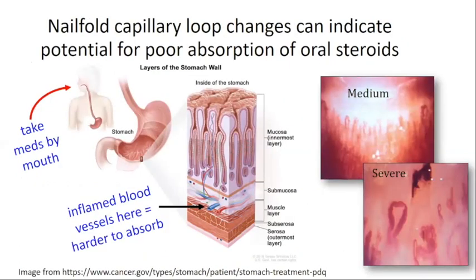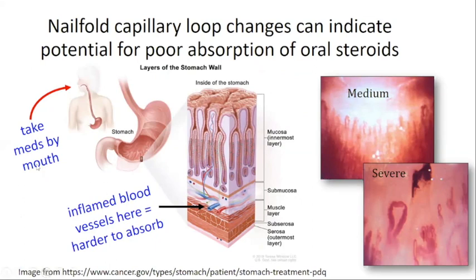And the reason that we're going to talk a little bit about IV steroids is that they may be important for treating this disease in order to get better absorption, especially in patients who have a lot of damage to their blood vessels, or vasculopathy.